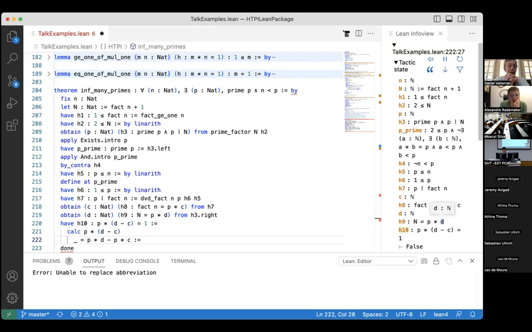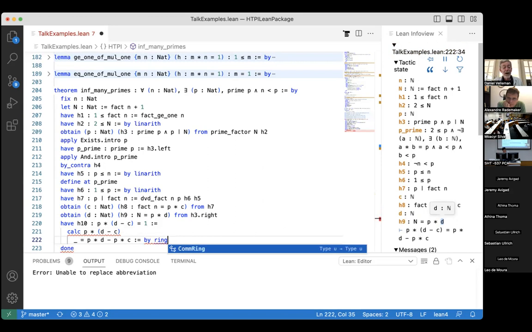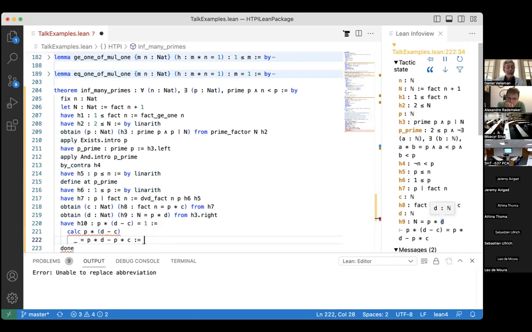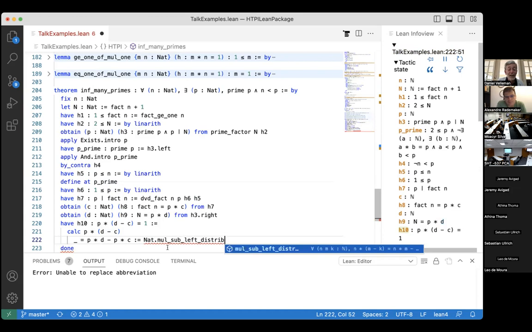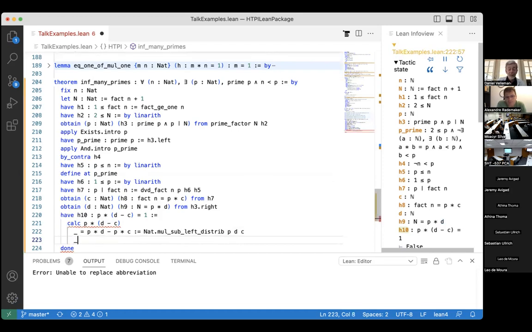It occurred to me that you're all probably thinking I'm going to use ring. I don't think it'll work. And I don't think I want to go into this. For people who know enough math, you'll recognize I'm working with natural numbers here. The natural numbers are not a ring. So I'm going to have to appeal to theorems from Lean's library. Well, there's a left distributive law for multiplication over subtraction. If I apply that law to P, D, and C, it justifies that first step.